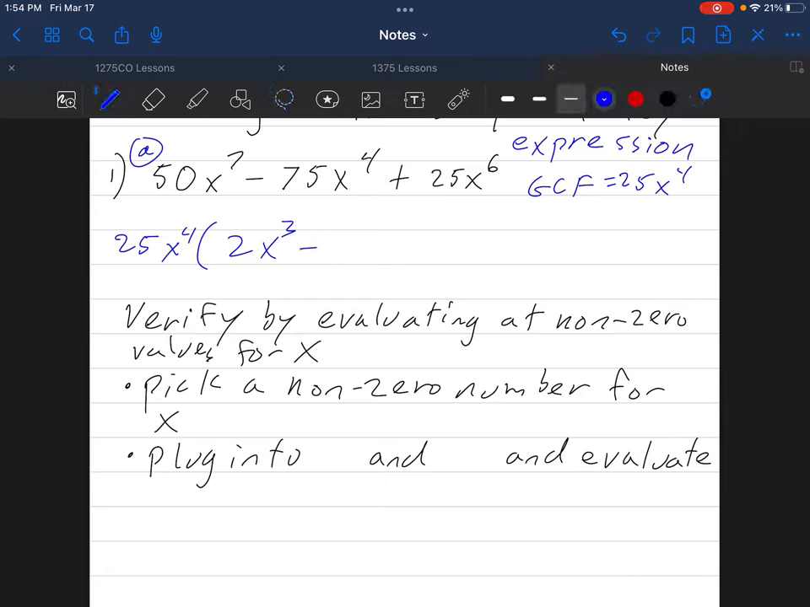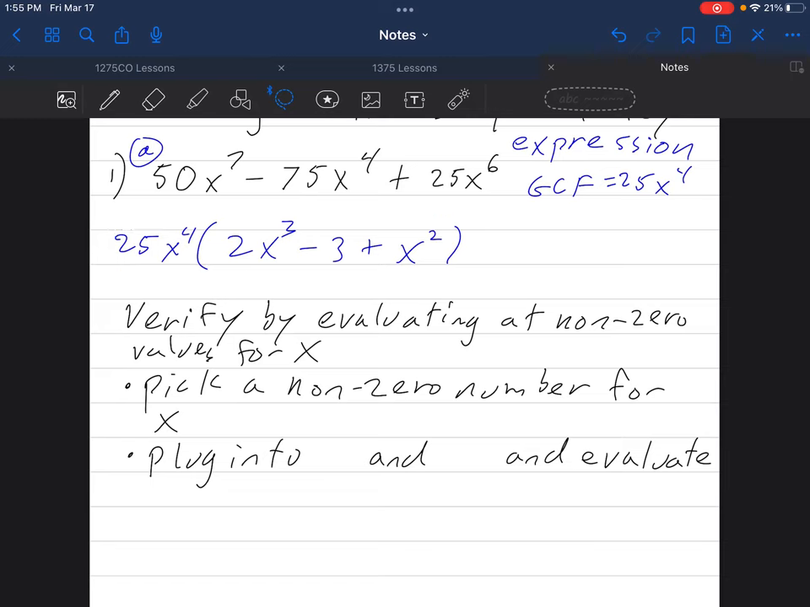Same thing on the other side, that's going to be a 3. 75 divided by 25 is 3. And x to the 4th divided by x to the 4th is equal to 1. So there's no x variable left. Plus x to the second power, because 25 divided by 25 is 1.